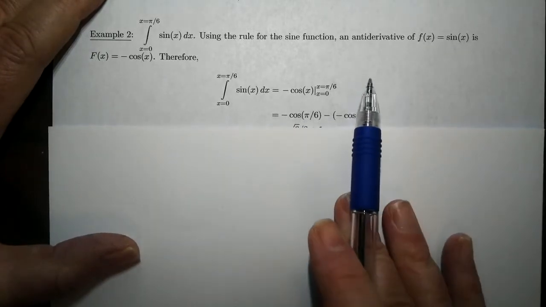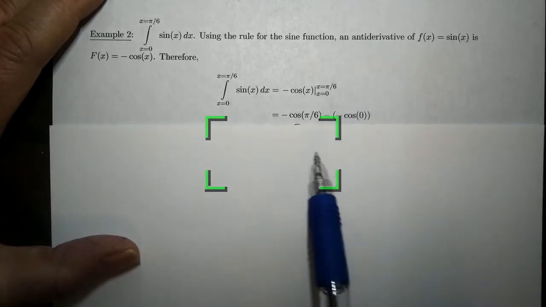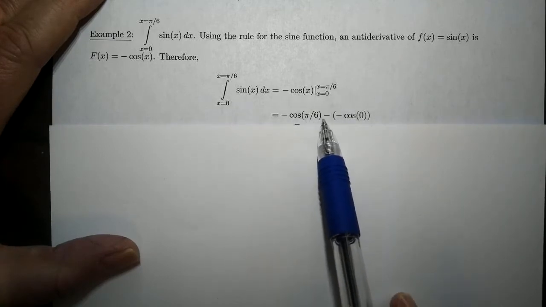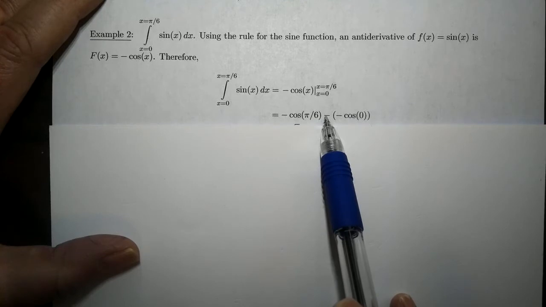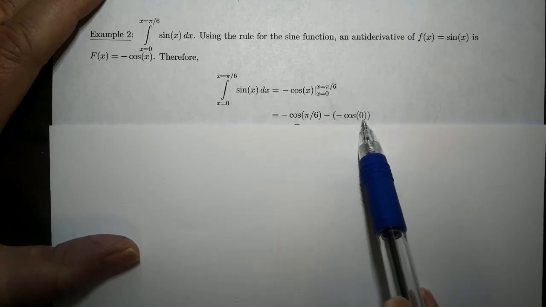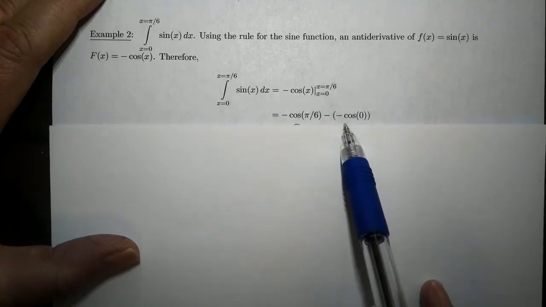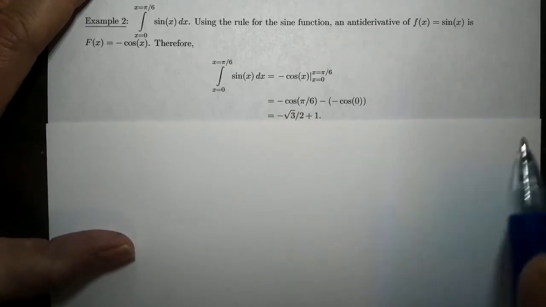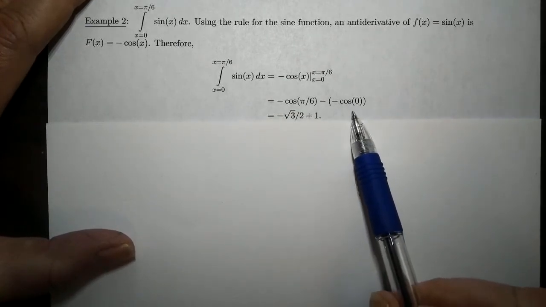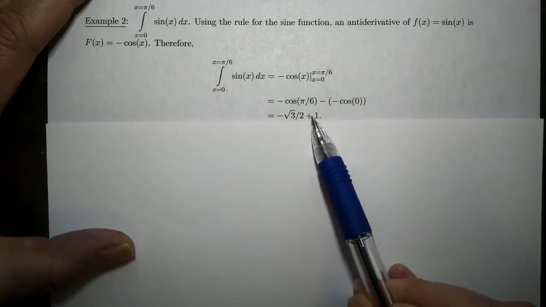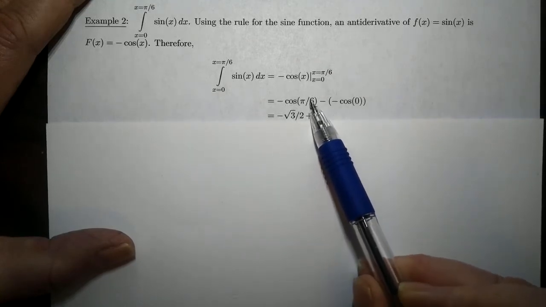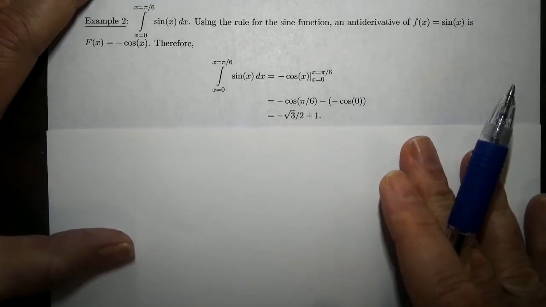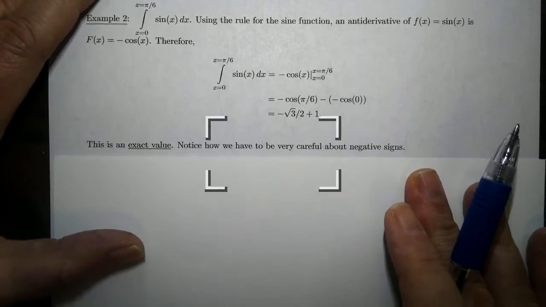Now we have to be a little bit careful here about the negative signs. So we're going to take minus the cosine, substitute pi over 6, and then we're going to put a minus sign there, and then we have to substitute 0 into this. So we have minus cosine of 0. The cosine of 0 is 1, so we'd have a plus 1, and then the cosine of pi over 6 with a negative sign out in front is minus root 3 over 2 plus 1. This is an exact value.